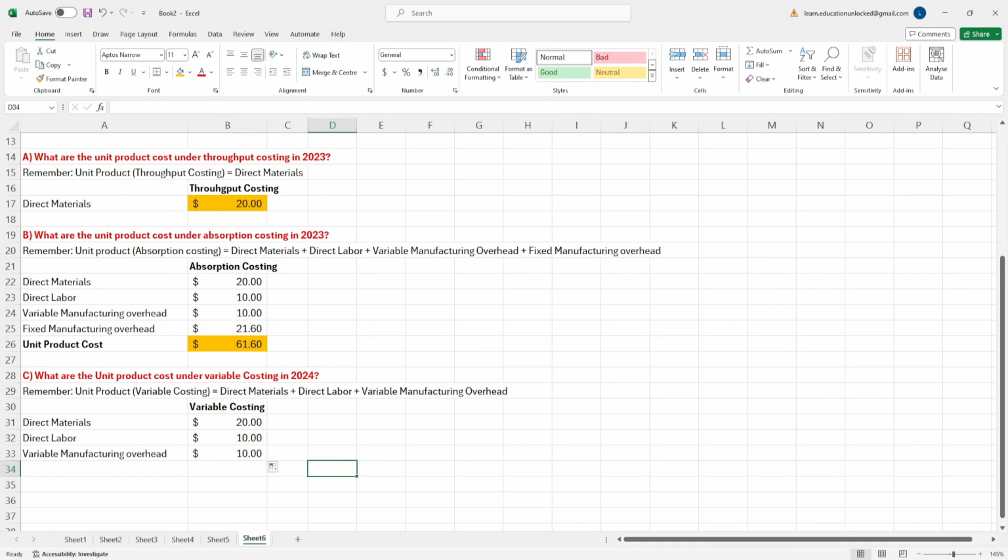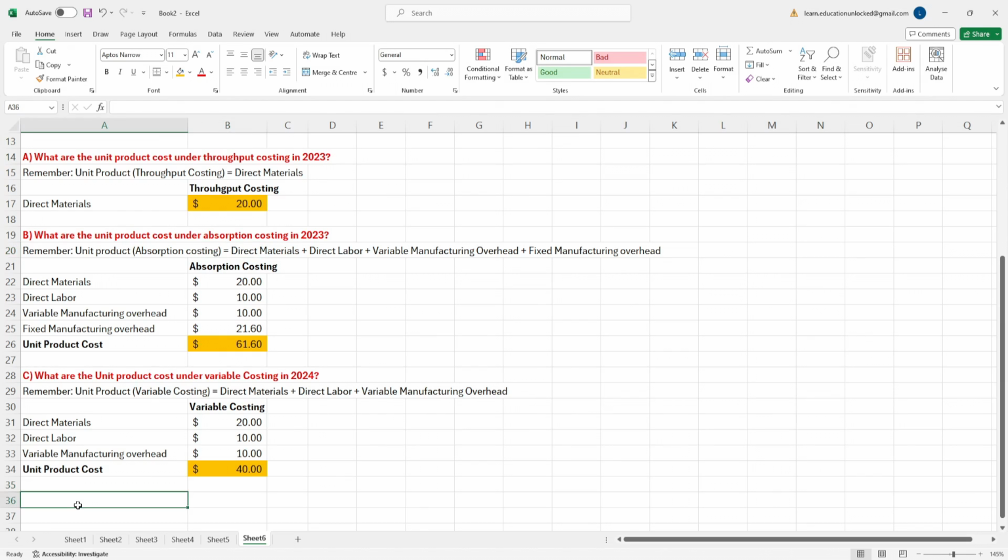Right, so that should just be $40. Let's click the sum here, and unit product cost. So this is very easy. This can be easy marks for your final exam. They just want you to know, if you remember, if throughput is direct materials, if absorption is all, and then variable costing is direct materials, direct labor, variable manufacturing overhead.